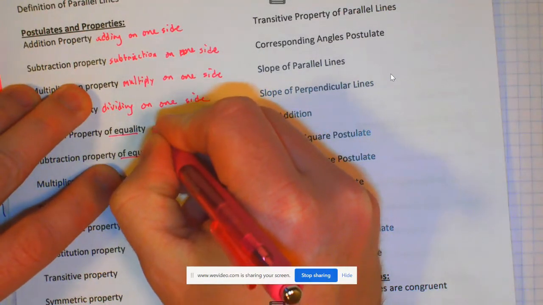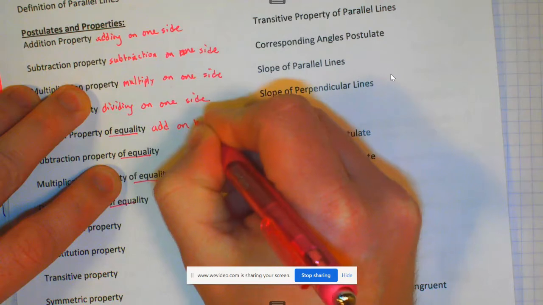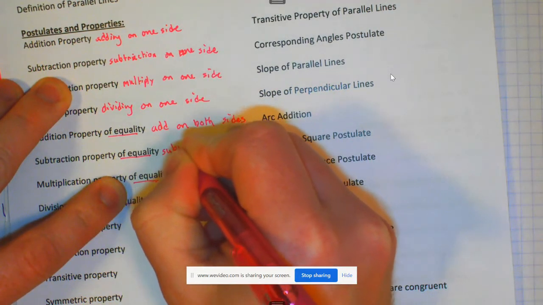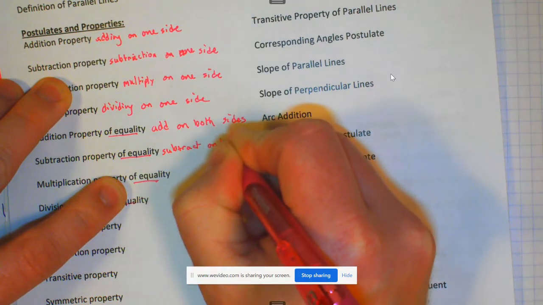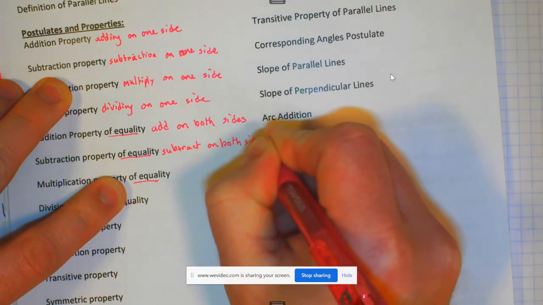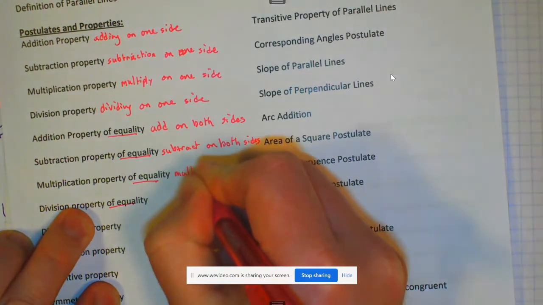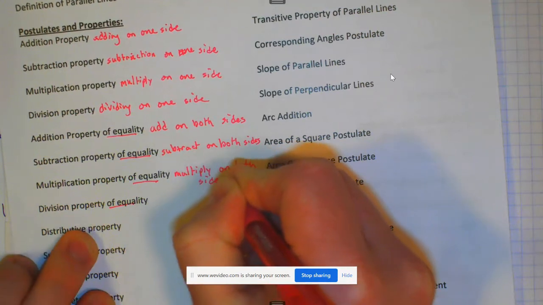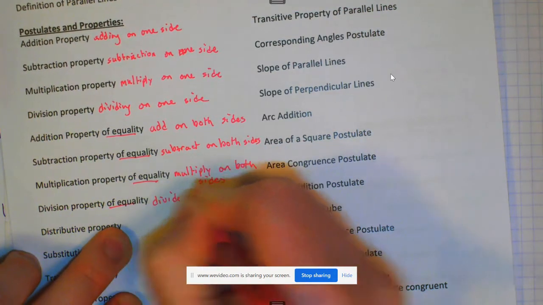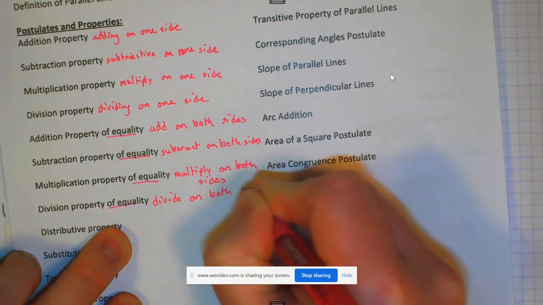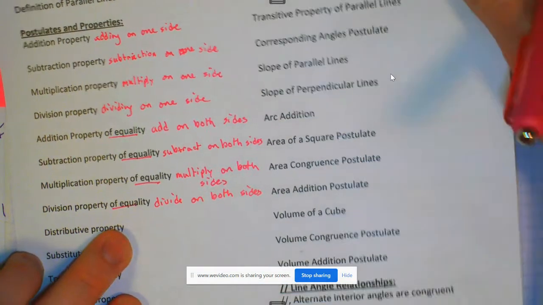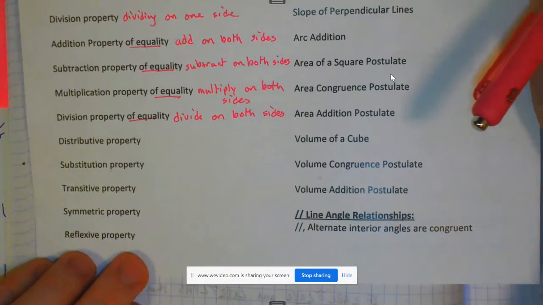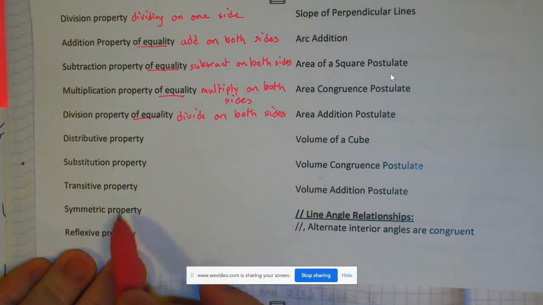So this would be add on both sides. This is subtract on both sides. This would be multiply on both sides. This is divide on both sides. And we're going to use some of these today. Look down here, we've got these 3 properties that we just talked about.